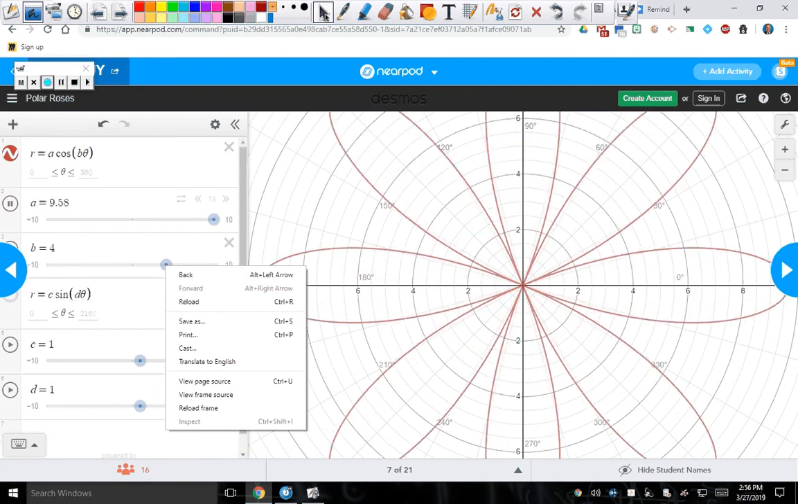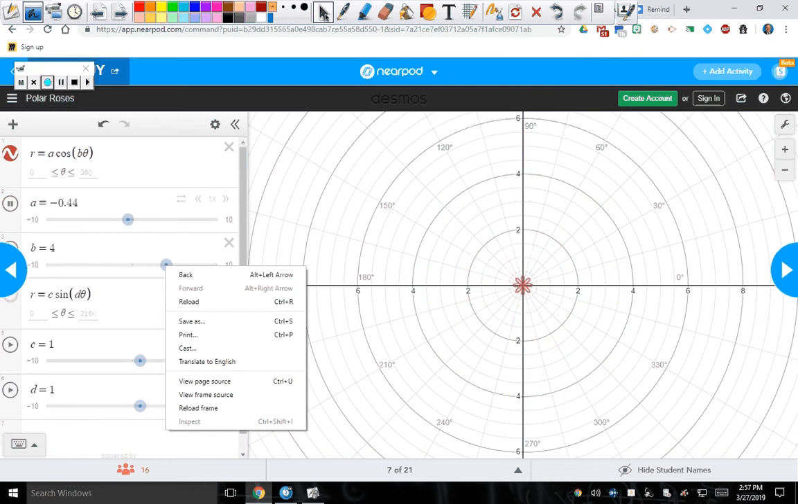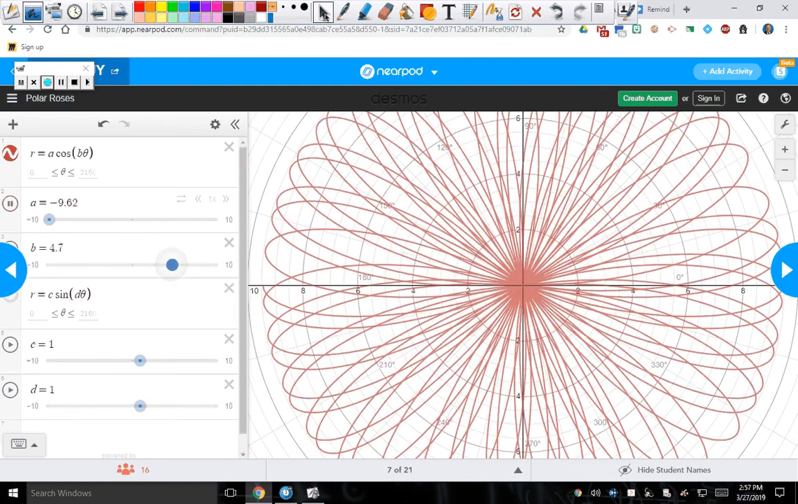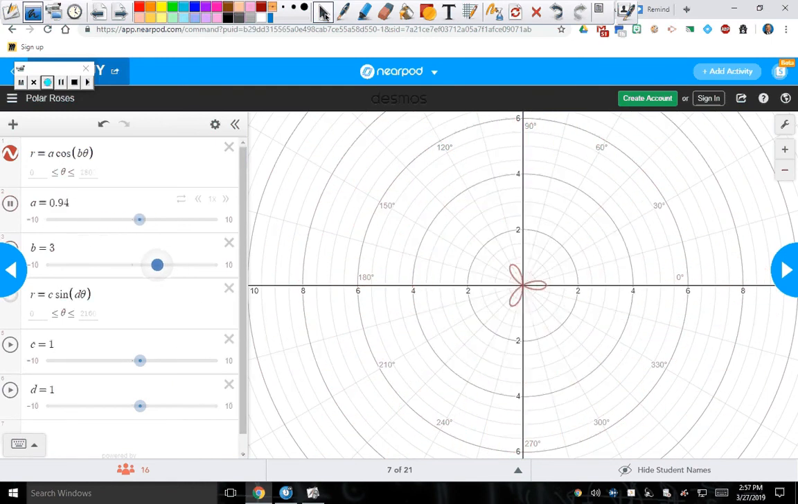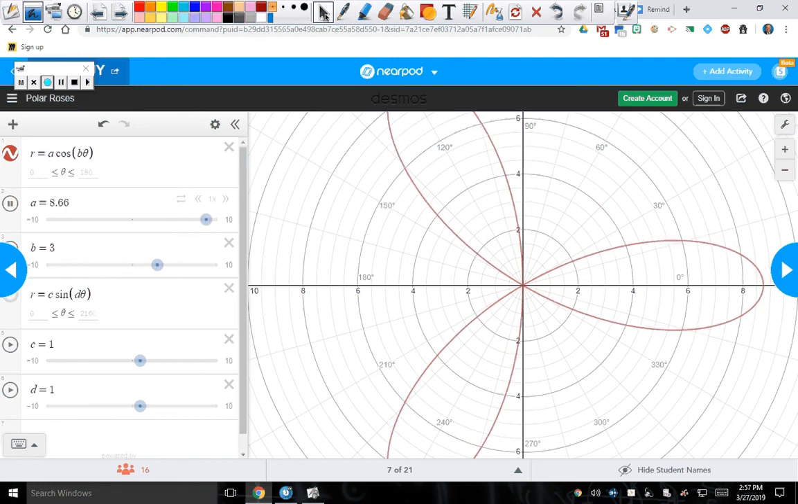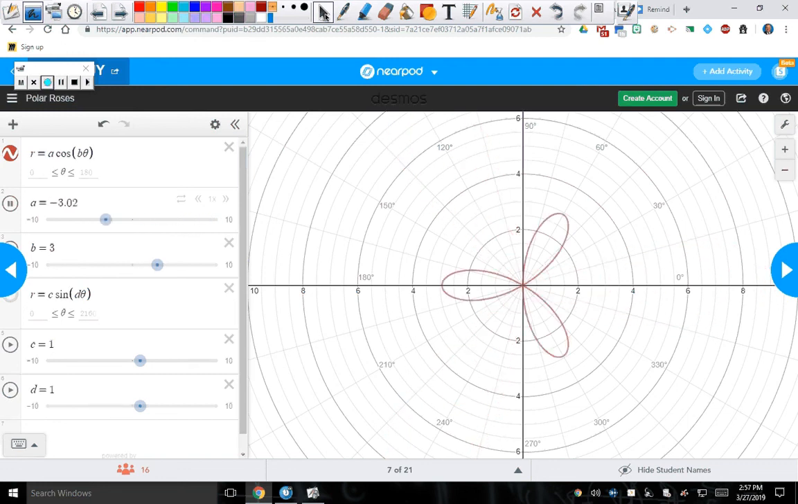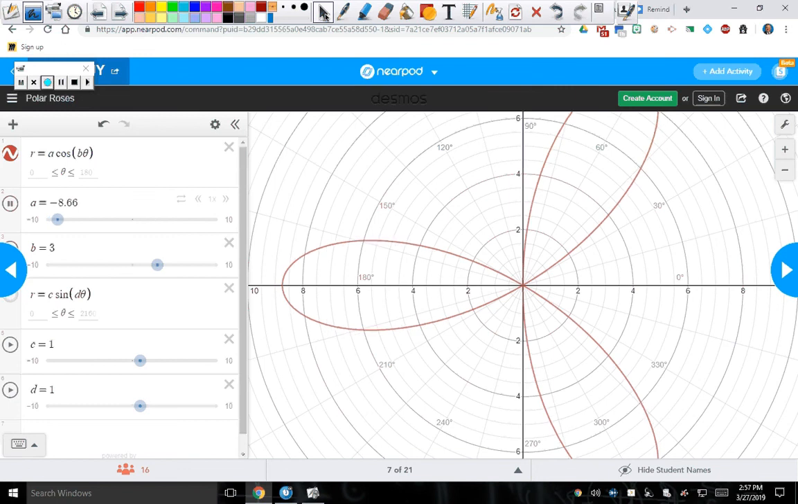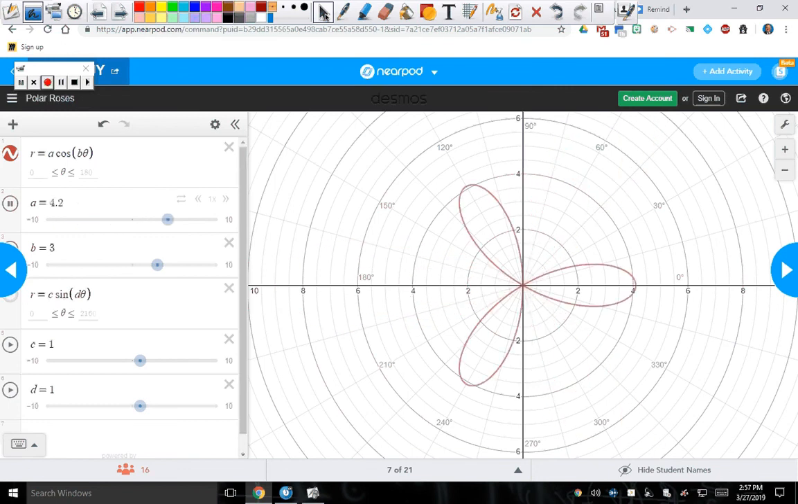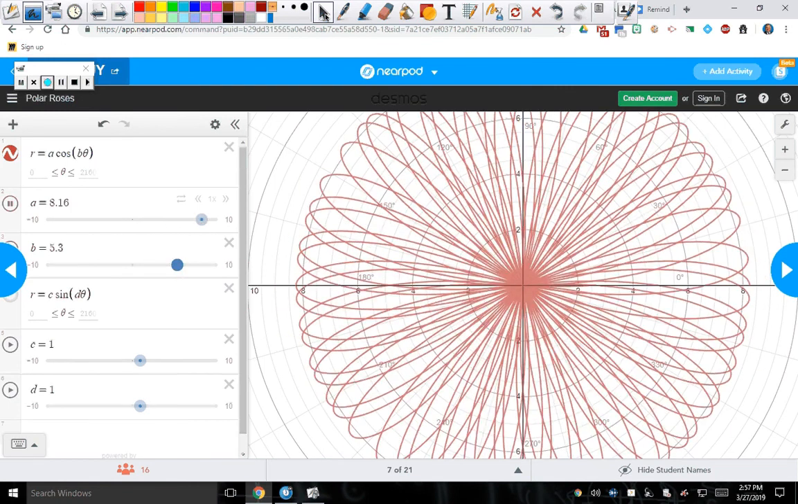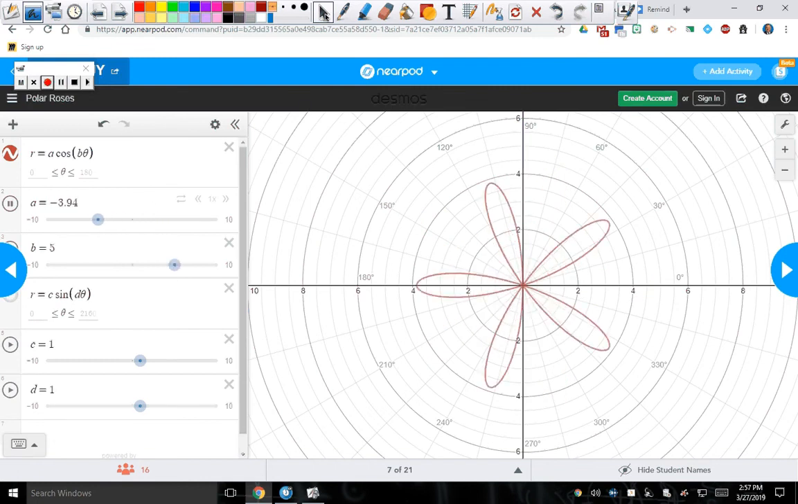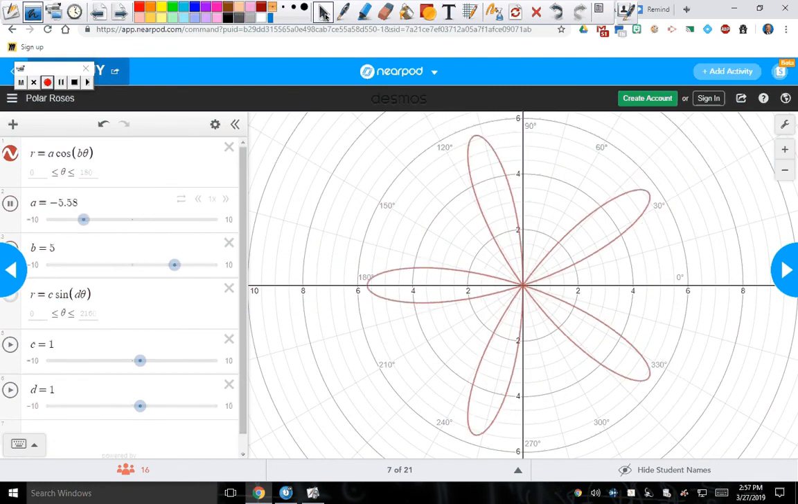How many rose petals do you see? Eight. So, when it was 3, how many did we see? 3. So, odd numbers, it is what you see. You with me? So, 3, you see 3. 4, you saw 8. How many do you think you'll see with 5? A lot. 5. Which is a lot.